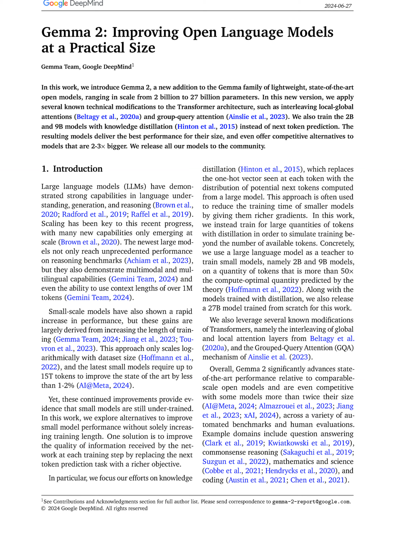This approach allows the smaller models to simulate training on a significantly larger quantity of tokens, over 50 times the compute optimal amount, without solely relying on increasing training length. Consequently, this method leads to substantial performance improvements in small models, making them competitive with larger counterparts across various benchmarks.